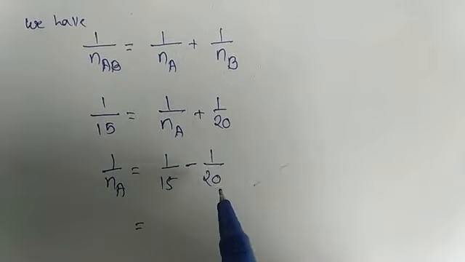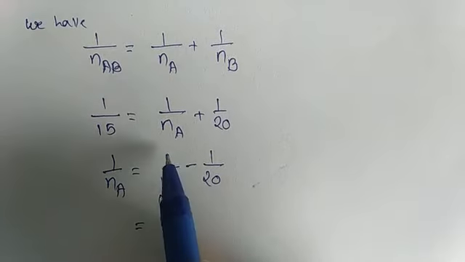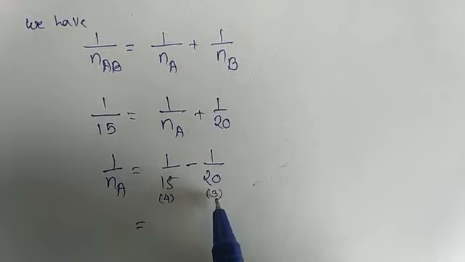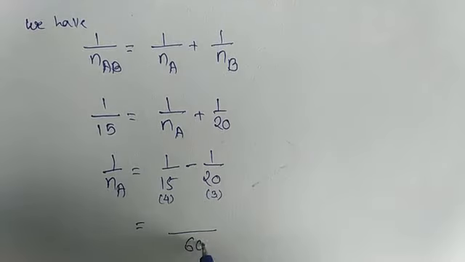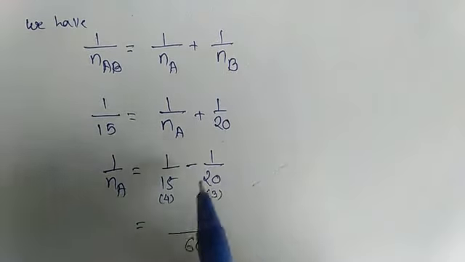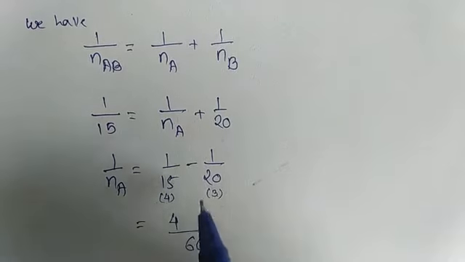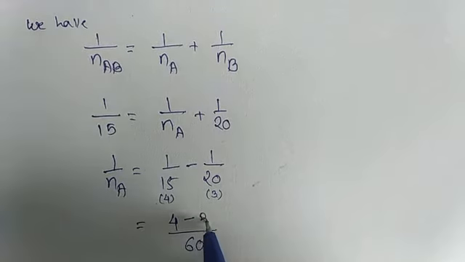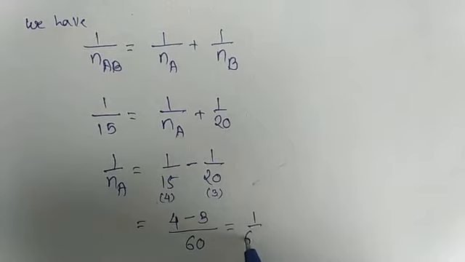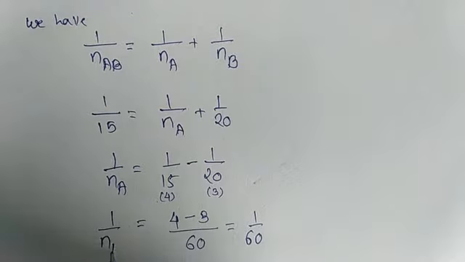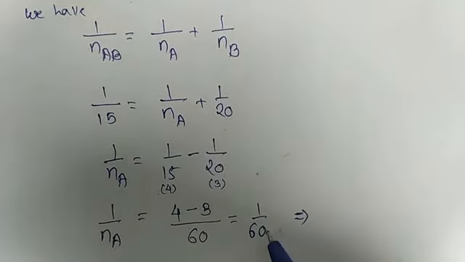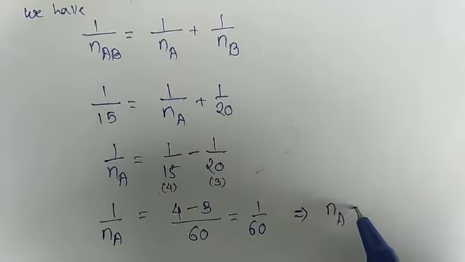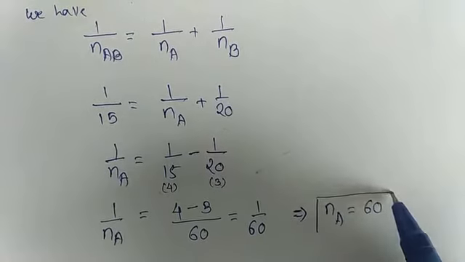20 3s are 60. So you have to multiply here 4 on numerator and denominator, and here by 3 on numerator and denominator. So its denominator will be 15 4s are 60 and 20 3s are 60. So its denominator is 60, and here it is 4 minus 3 into 1 is 1, which is equal to 1 upon 60. So 1 upon n to the base A is equal to 1 upon 60, which implies that, now taking reciprocal, you can say that n to the base A is equal to 60.